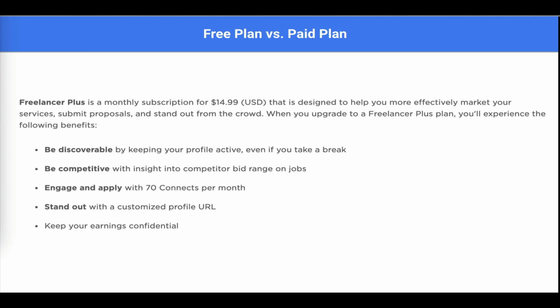This is great when you're first starting out, but as you start to get those good reviews and you start to work on bigger projects, you want to turn this option off. But it is nice that it's included. So this is what the Freelancer Plus paid plan includes. It's $14.99 a month. So it's up to you if you want to get started on this plan or get started on the free plan and then upgrade to this later on.